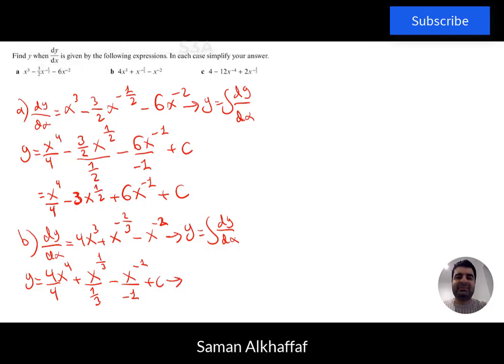So this expression can be simplified to y equal, the 4's will disappear, so that will give us x to the power 4 plus 3x to the power of a third, plus the negatives will disappear, so that gives us a plus x to the power of minus 1 plus c. So this will be our answer.